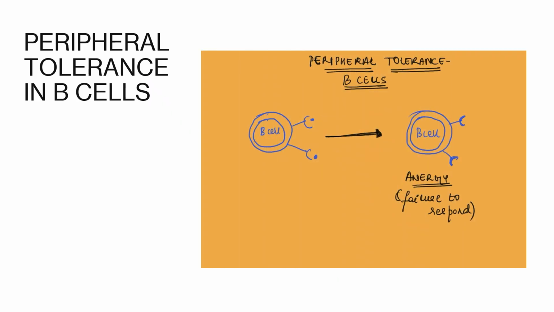So how does peripheral tolerance take place in B cell? In B cell, peripheral tolerance takes place through the mechanism of anergy, wherein, like we just discussed, because of certain mechanisms, the B cell will fail to respond.